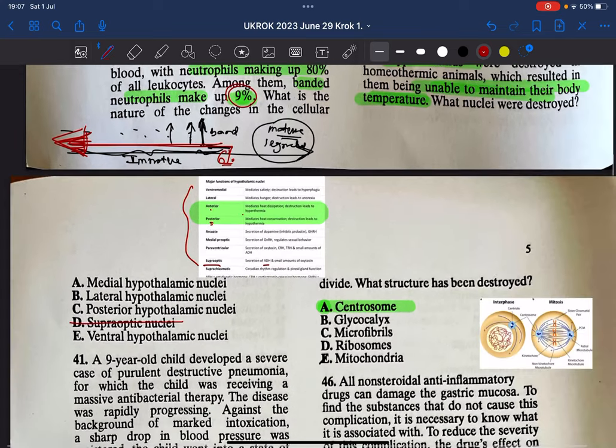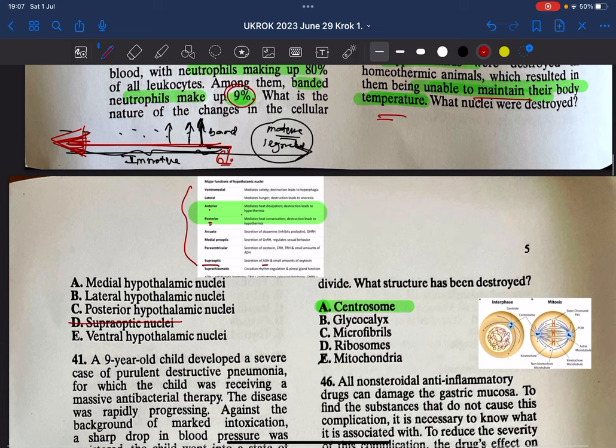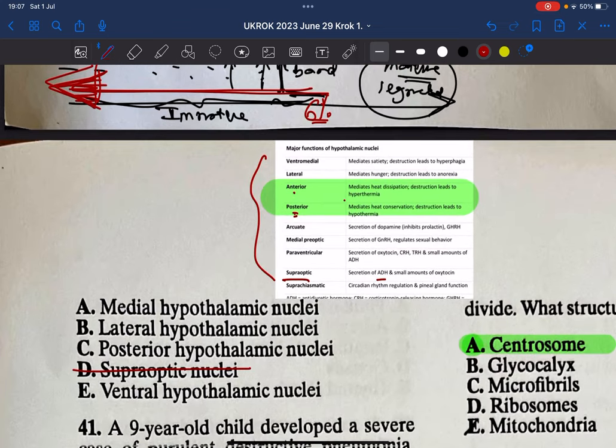So I'm not sure what they mean by maintain their body temperature. If they mean maintaining it at 37, the normal body temperature, then posterior, because it's the one related to heat conservation. But I'm not sure about this question. It can be either posterior or ventral hypothalamic nuclei, because they both regulate body temperature.